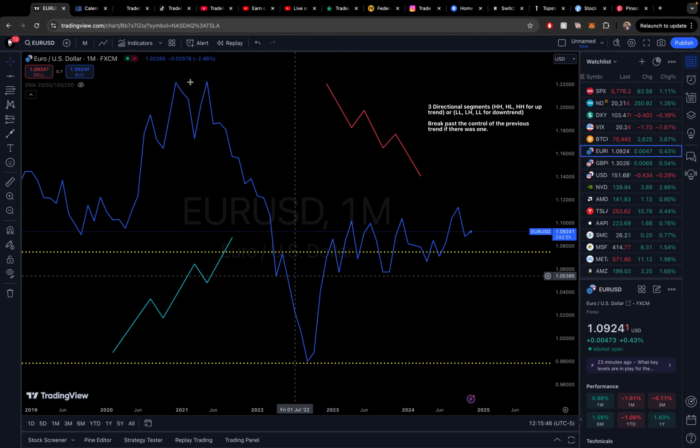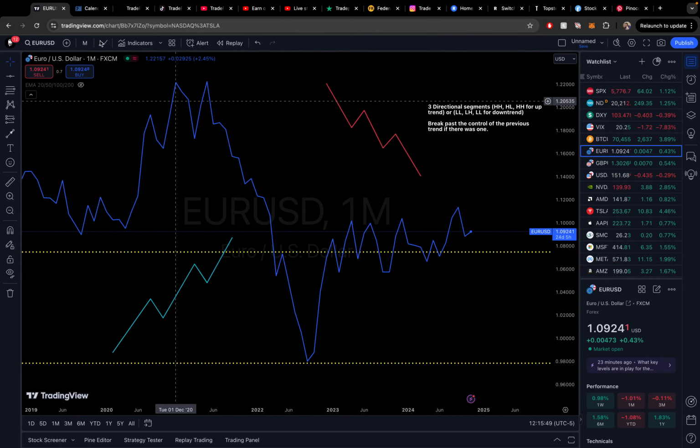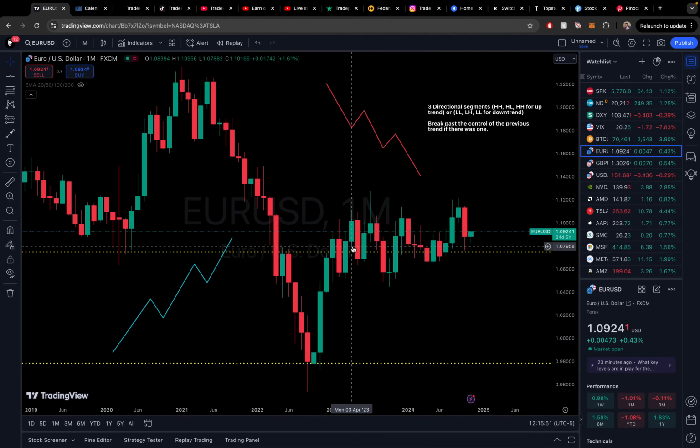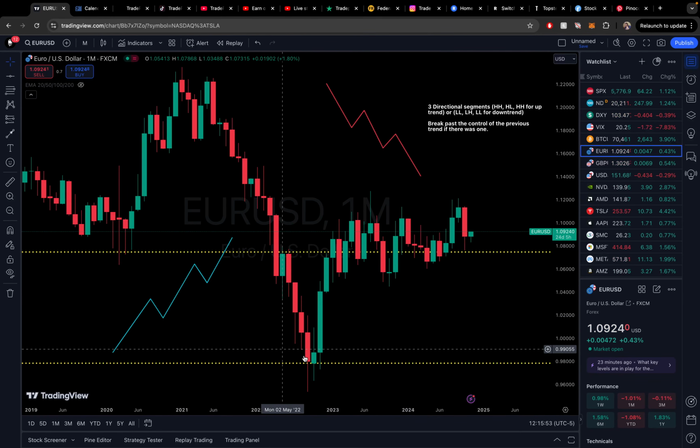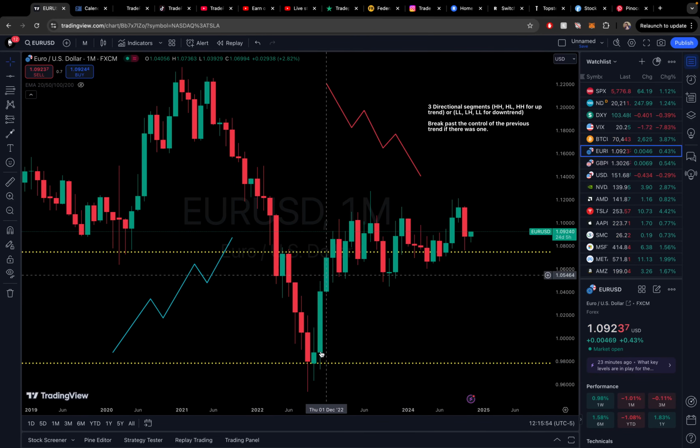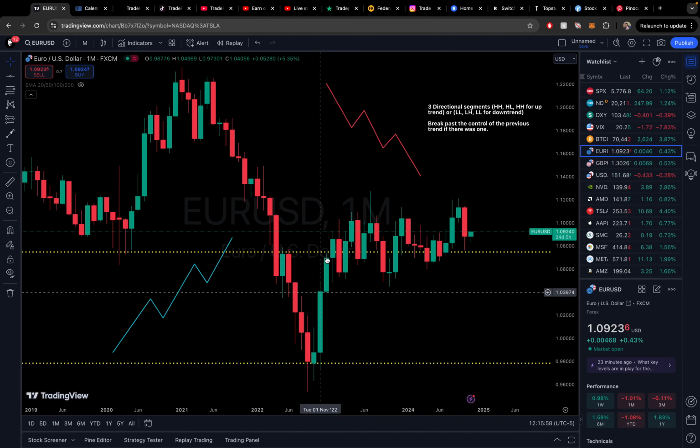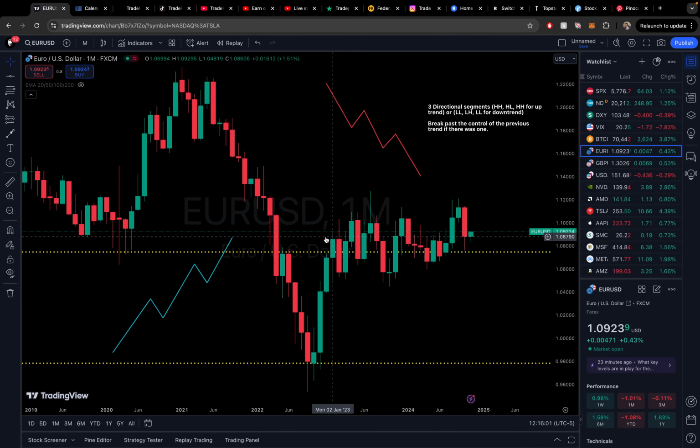All right. So we had this clear downtrend. We're going back to candle view. Then we reversed. And what did we do? We reversed impulsively. We had an impulse, but that impulse broke past the controlling lower high.